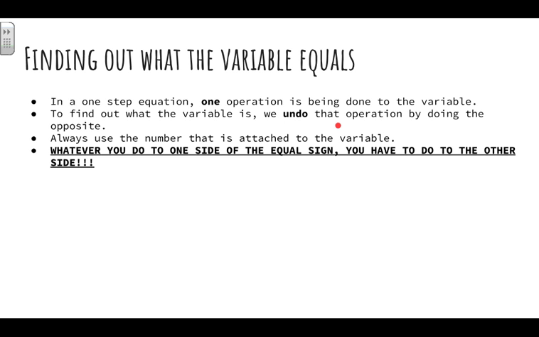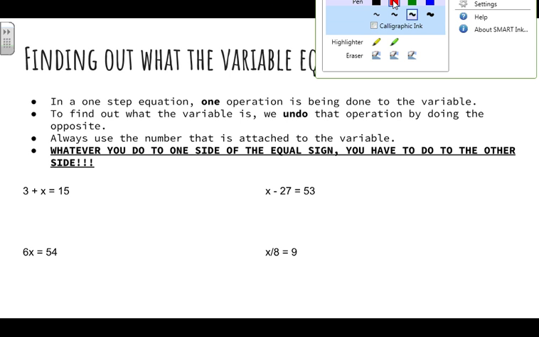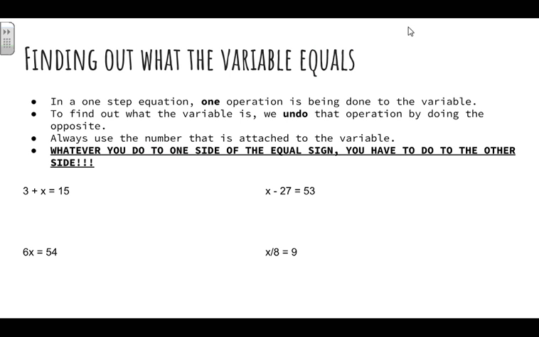You're always going to work with the number that's attached to the variable. And this is extremely important: whatever you do to one side of the equal sign, you have to do to the other side, or else your equation will not be balanced. So let's take a look at some examples. We have 4 one-step equations here, and we have every type of operation, so we're just going to see that in action.